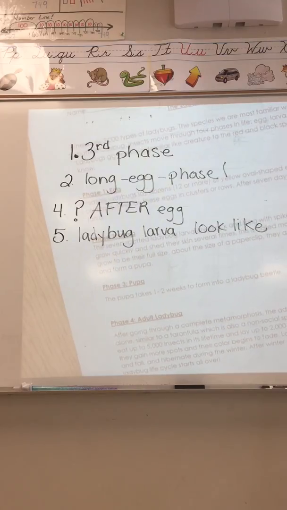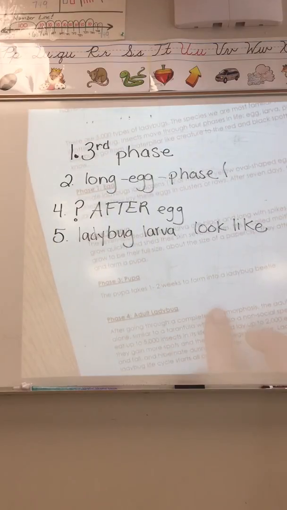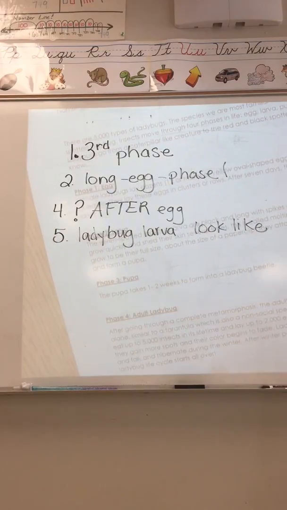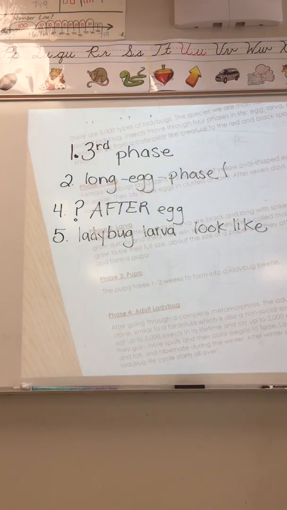Phase 3, pupa. The pupa takes 1 to 2 weeks to form into a ladybug beetle. Phase 4, adult ladybug. These are the things we are used to seeing. After going through complete metamorphosis, the adult ladybug begin their life alone, similar to a tarantula, which is also a non-social species. An adult ladybug can eat up to 5,000 insects in its lifetime and lay up to 2,000 eggs.